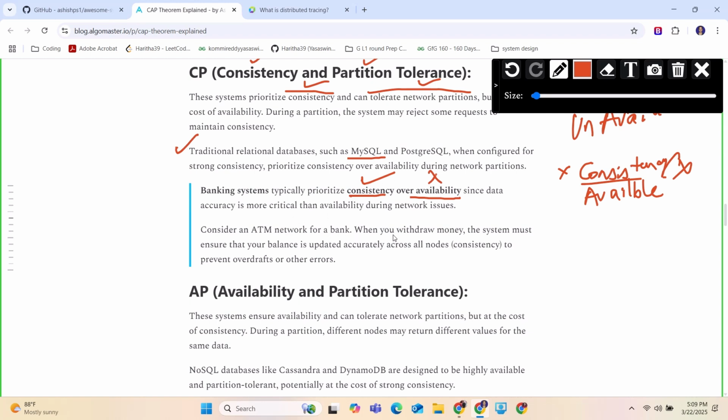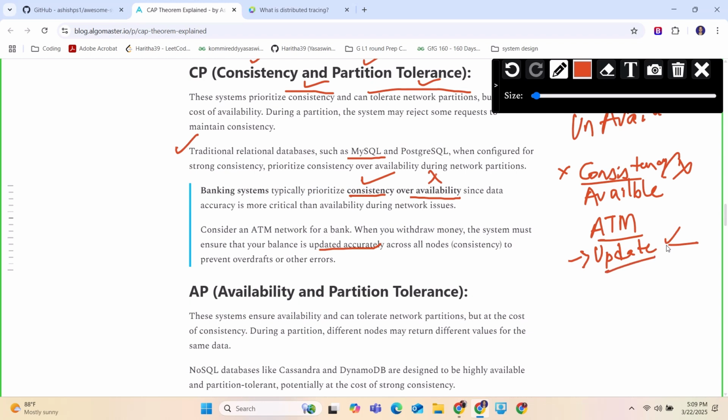Consider an ATM network for a bank. When you withdraw money, the system must ensure that your balance is updated accurately across all nodes. Consistency prevents overdrafts or other errors. Let's take the example of an ATM. If you deposit or withdraw in an ATM, it should update immediately to all nodes to have the updated balance in your account.